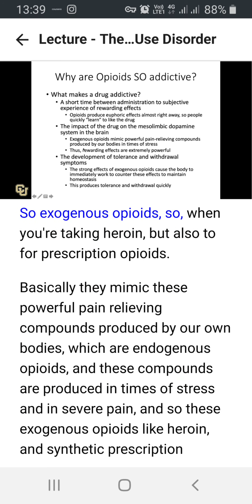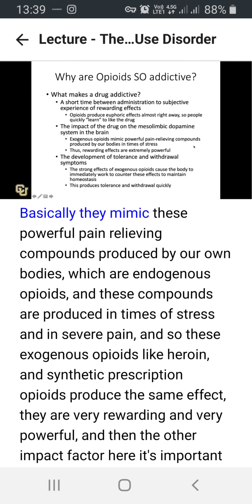Exogenous opioids, so when you're taking heroin, but this is also true for prescription opioids, basically mimic these powerful pain-relieving compounds produced by our own bodies, which are endogenous opiates. These compounds are produced in times of stress and severe pain. Because exogenous opioids like heroin and the synthetic prescription opioids produce the same effect, they are very rewarding and very powerful.